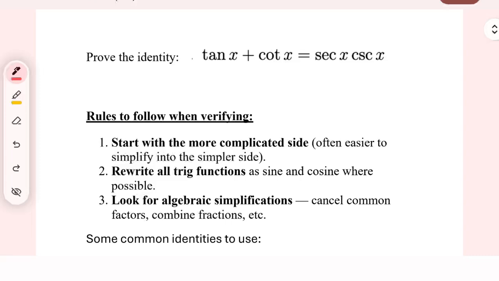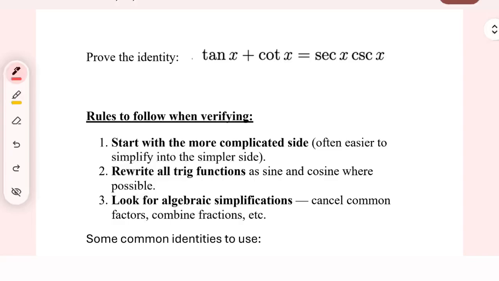This is our fifth problem in proving identities. If you want to see the rest of the examples in proving or verifying identities, please check the playlist. It's called Trigonometric Identities, and you'll see there all the problems that we have covered already about proving identities.